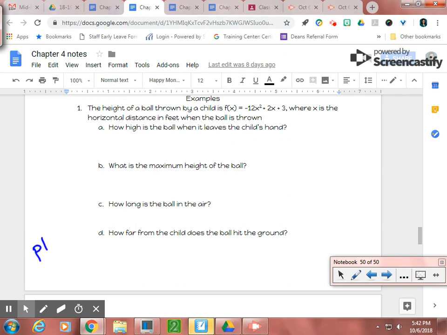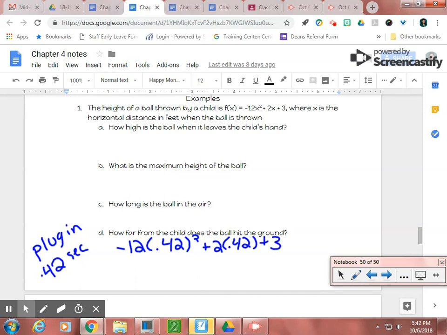So plug in our 0.42 seconds. Because we know the time, so we need to find the f of x, which is our distance. So -12 times 0.42 squared plus 2 times 0.42 plus 3. So when you evaluate that, you get 1.236. Okay, so that's about 1.2 feet away from the child. So he threw it 1.2 feet. Pretty logical if this is a small child. Okay, so let's look at a couple other examples of this.